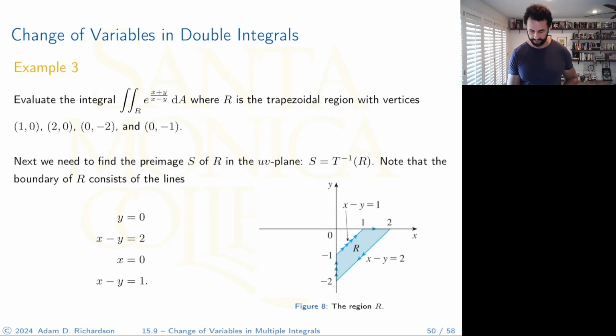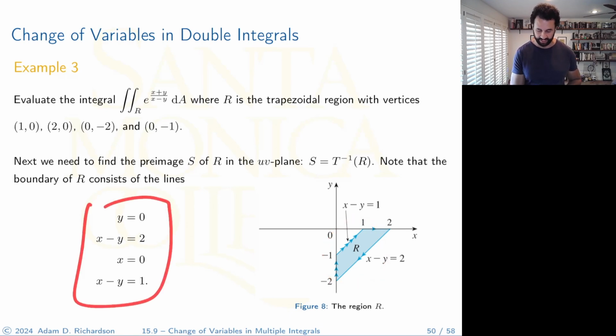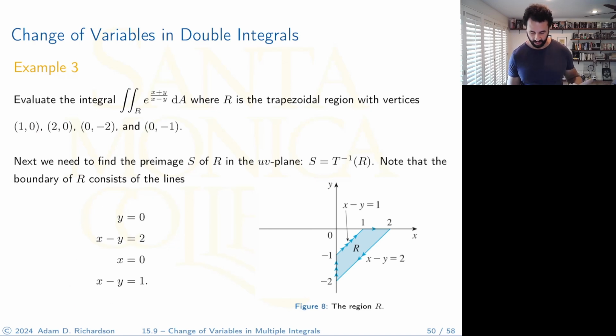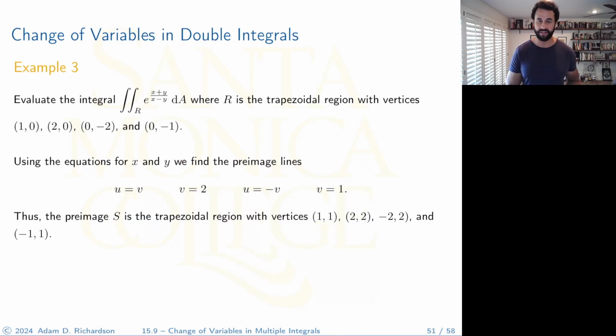Here we go. So this is where we started, and this is given by these equations here. Let me just run through them. So y is equal to 0, that's this, and then x minus y is equal to 2, that's this, and then x equals 0 is this, and then x minus y is equal to 1 is this, okay? And now we're going to see where those lines go under our transformation T. Oh, I should say, we're going to look for the pre-images, my bad. We're going to look for the pre-images under this transformation T, and this is what we get.